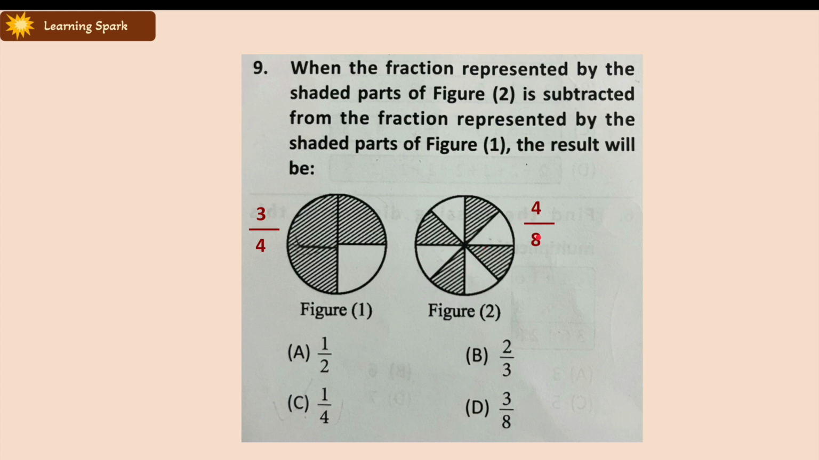Okay, so 4 by 8, from equivalence of fractions again, you can divide both numerator and denominator by 2, and you can convert it into 2 by 4. Why? Because you need to subtract, and for fractions, if you want to subtract, you have to have the denominators same. So if this is 3 by 4, this also has to be over 4. So we can convert this into 2 by 4. So simply we now subtract 2 by 4 from 3 by 4. The answer is 3 by 4 minus 2 by 4, which is 1 by 4, and C is the answer.